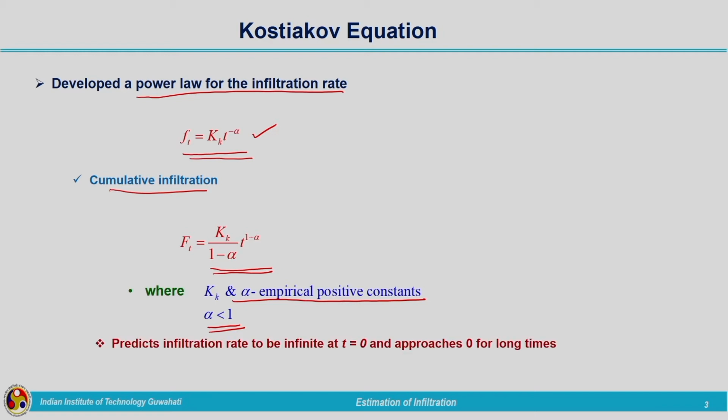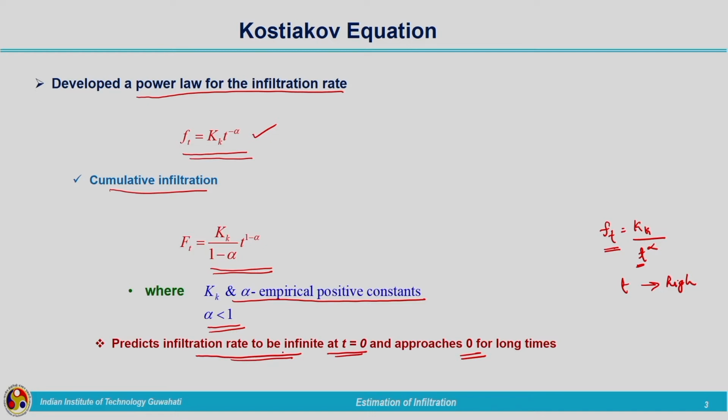Now, look at the equation f of t equals k t to the power of minus alpha, that is, f of t is equal to k divided by t to the power of alpha. In this case, when the time is infinite, that is for long times, when t is very high, what will be the condition? In the denominator, we will be having a very high value. So, f of t approaches 0. For very large times, infiltration rate will be 0. On the other hand, for very small time, when t is equal to 0, the denominator will be 0 and infiltration rate will be infinite.